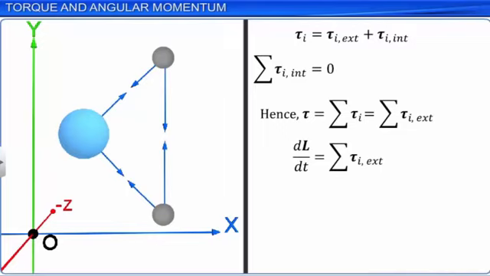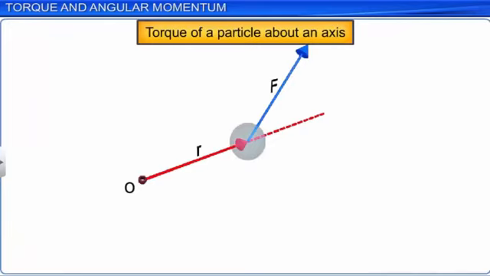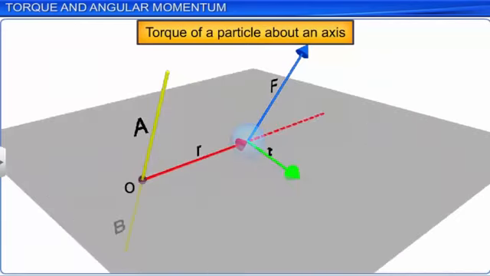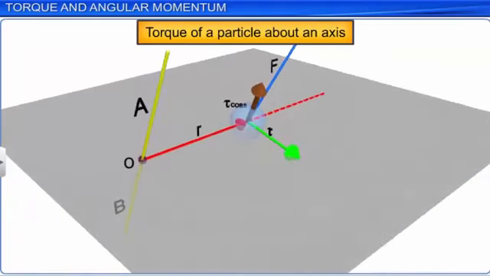In many cases, we may have to calculate the torque on a particle about an axis. If AB is an axis passing through the origin, the torque about the origin O, tau, is equal to R cross F. If this tau makes an angle theta with the axis AB, then the torque about the axis is tau cos theta, or R cross F cos theta.